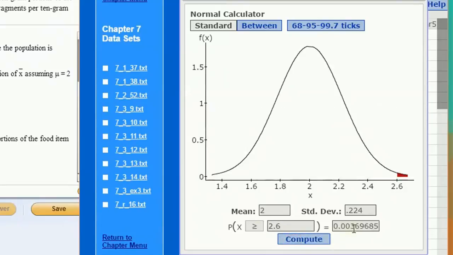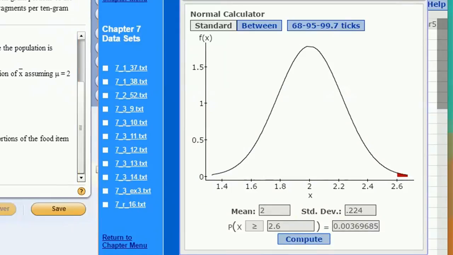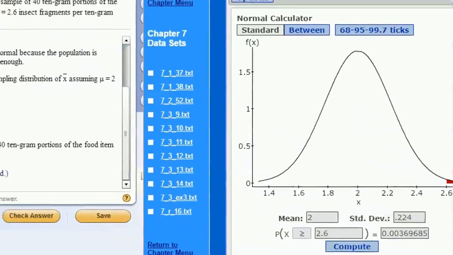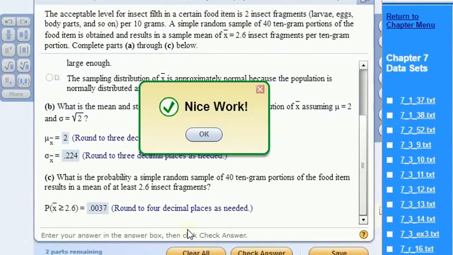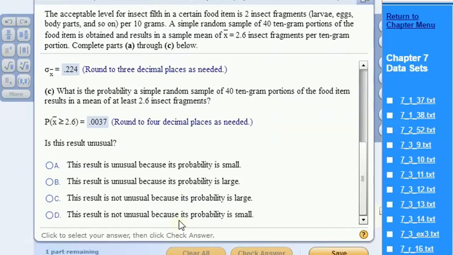is going to be quite small. Rounded to 4 decimal places, that comes out to be 0.0037. So if we actually got 2.6, that is an extremely unlikely scenario, assuming that the mean was 2. So this result is very unusual because this probability is quite small.